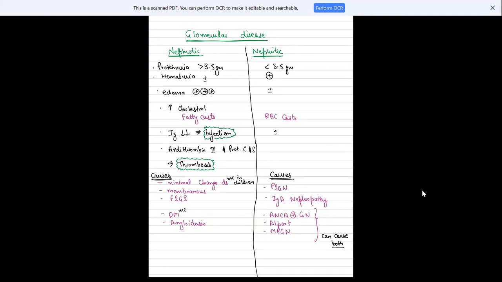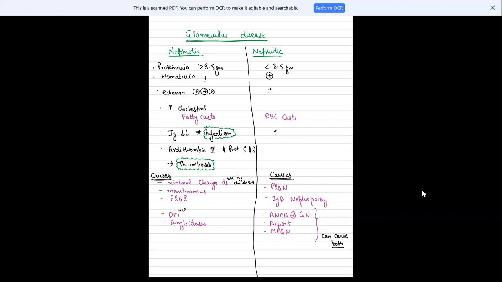Whenever there is protein loss in nephrotic syndrome, the proteins that are bound to the cholesterol are also lost in the urine. That means the free cholesterol is increased in the blood. So the urine will show fatty casts, and in serum, the cholesterol levels will be high. But this is not so common in glomerular disease. But you can see RBC casts, as we discussed in the previous slide.